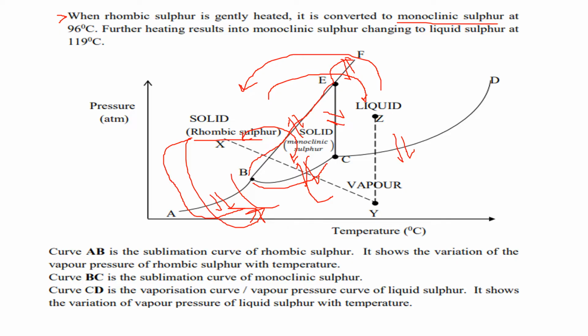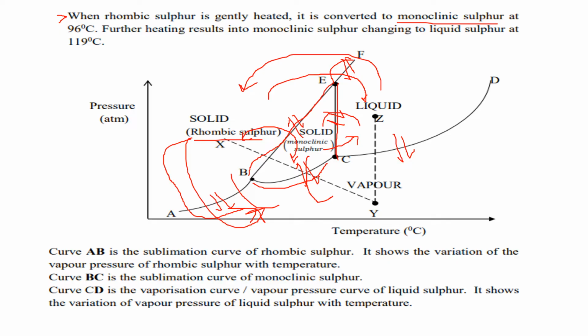Now which other curve is left? We can look at this curve. This curve is from solid monoclinic sulfur to liquid, and what's that process? It's melting. So curve CE is going to be called the melting point curve of solid monoclinic sulfur, and that solid monoclinic sulfur is going to be converted to liquid monoclinic sulfur. So pay attention to that.